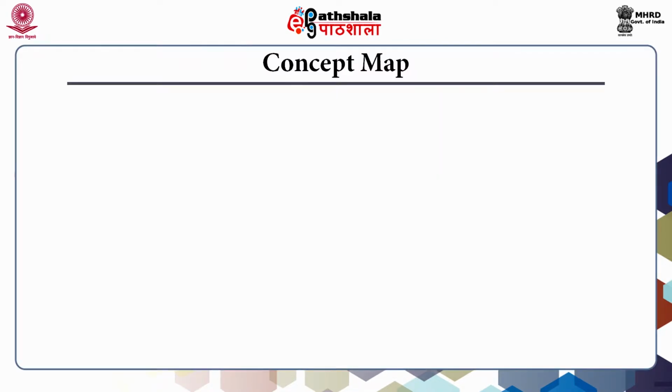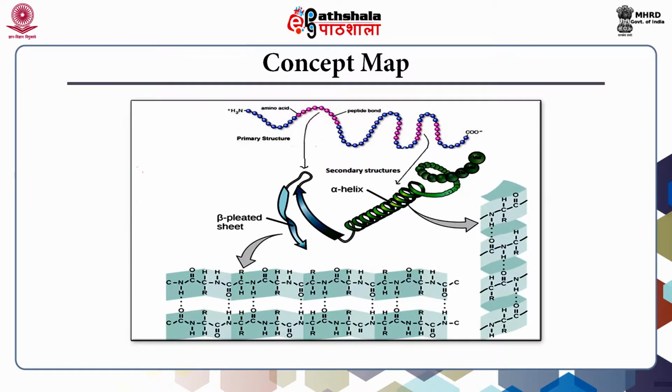In this module, we have a look at the concept map that we are going to follow. We see how the primary structure of protein moves into the secondary structure and then into tertiary and quaternary structures. We will look at each of these in detail in this module.